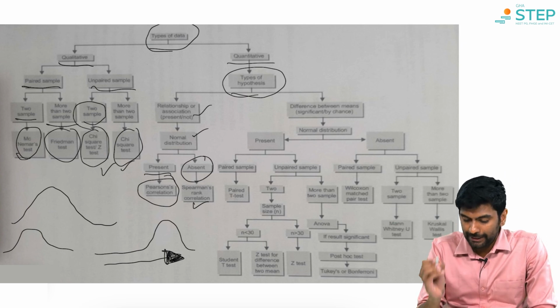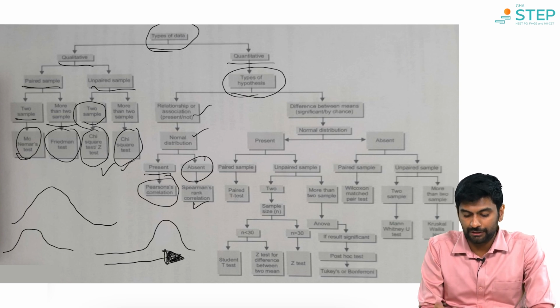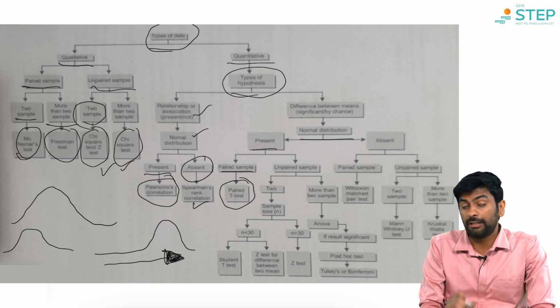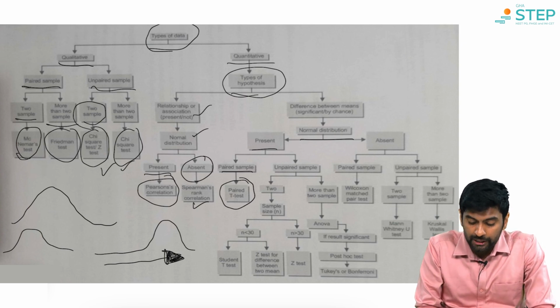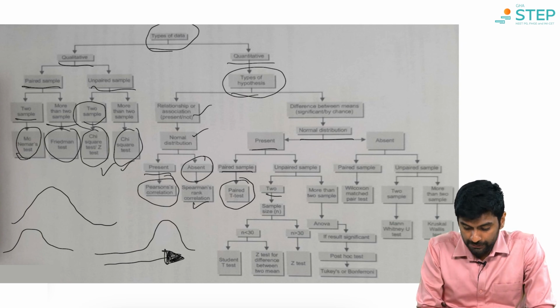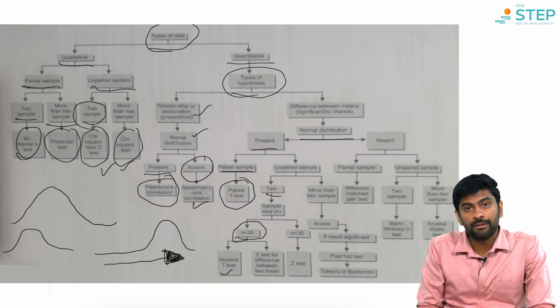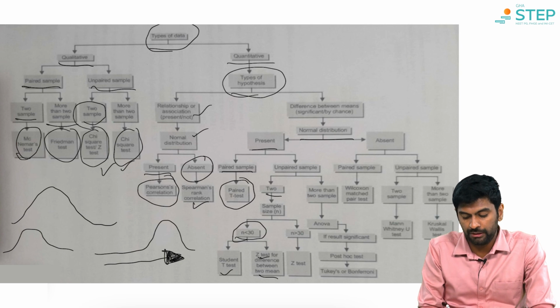All right. Next, difference between the means, whether it's significant or by chance. Again, we check for normality. Now, if normally distributed and we have paired samples, we take a paired t-test. That was the example we followed back then, correct? Next, unpaired samples, if there are 2 groups and the sample size is less than 30, we're going to be having student t-test or unpaired t-test. Or you can use the Z test for difference between 2 means. If it's more than 30, we use a Z test.